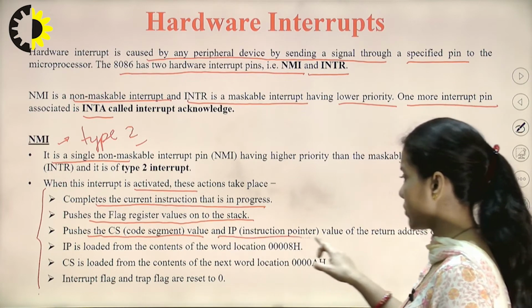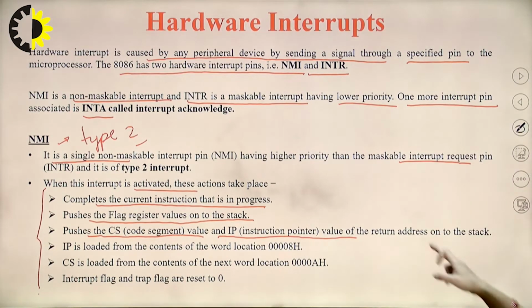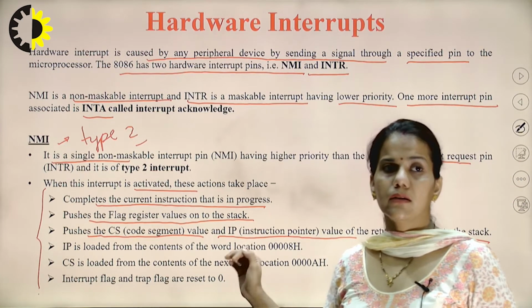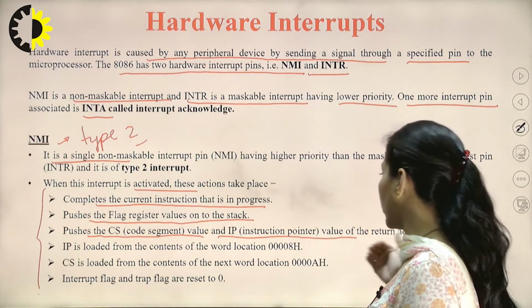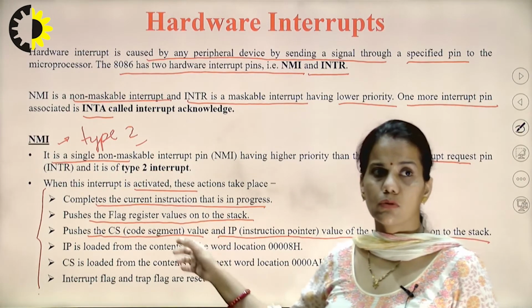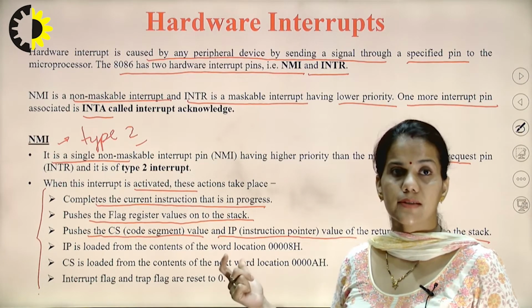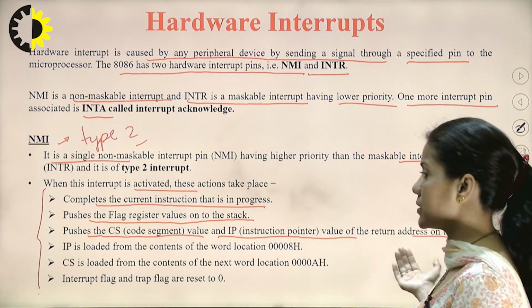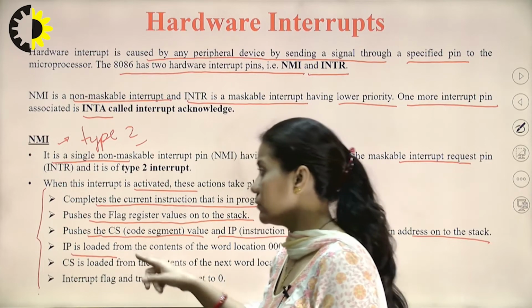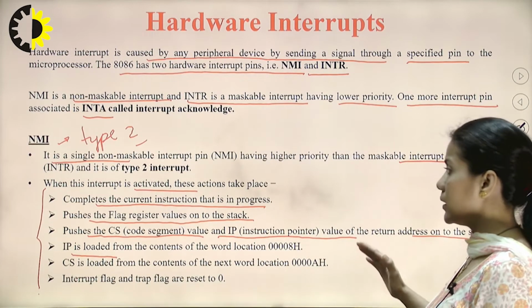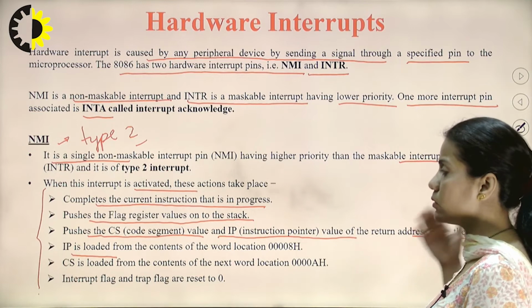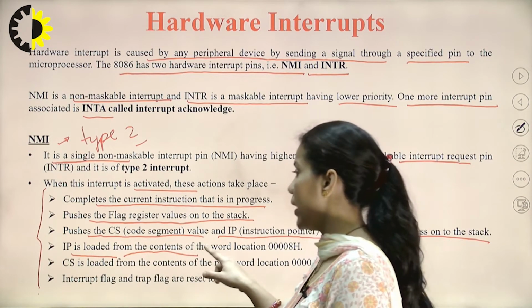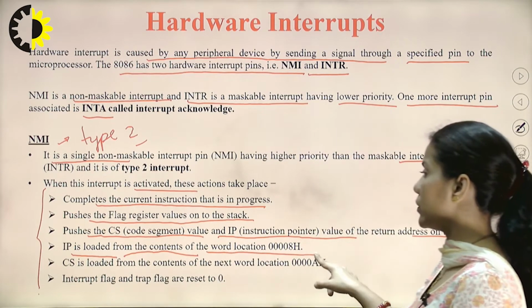And next is the instruction pointer, the value of the return address, pushed to the stack. Why are these two things loaded onto the stack? Because these two, code segment and instruction pointer, define the effective final address. So these have to be pushed onto the stack. The existing IP value is loaded onto the stack. Now the IP is loaded with the new value, and the new value is the contents of the word location.